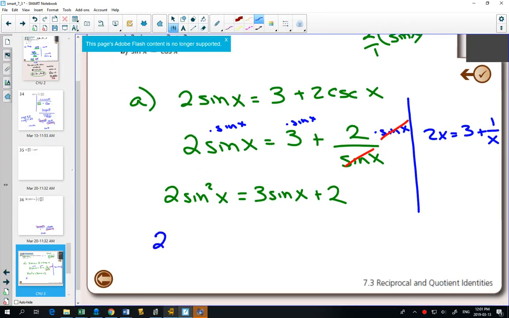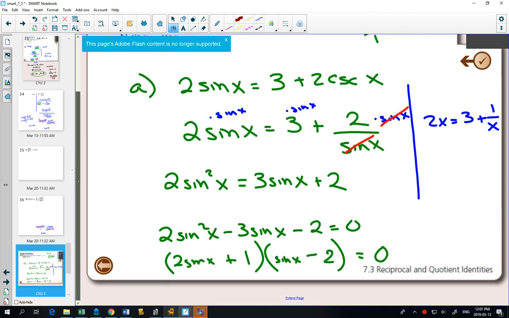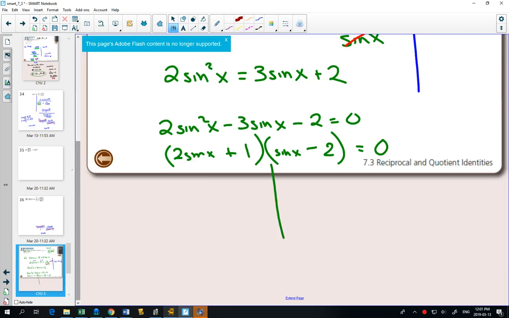So I would get 2 sine squared x, move the 3 sine x over, move the 2 over to the other side. This one nicely factors: 2 sine x and sine x. 2 and 1. Outside would be negative, inside positive. And we get sine x equals negative 1/2 and sine x equals 2. This would be non-calculator. On this side, it's not possible because sine x can't be bigger than 1.